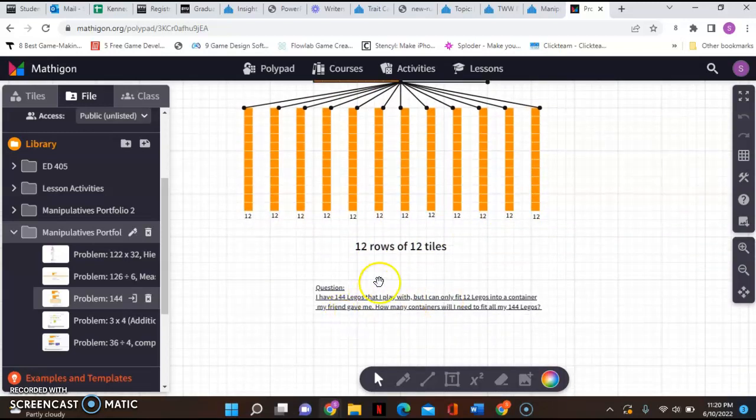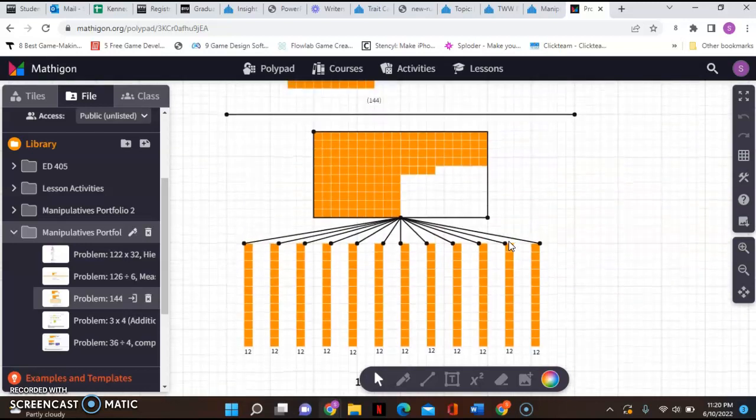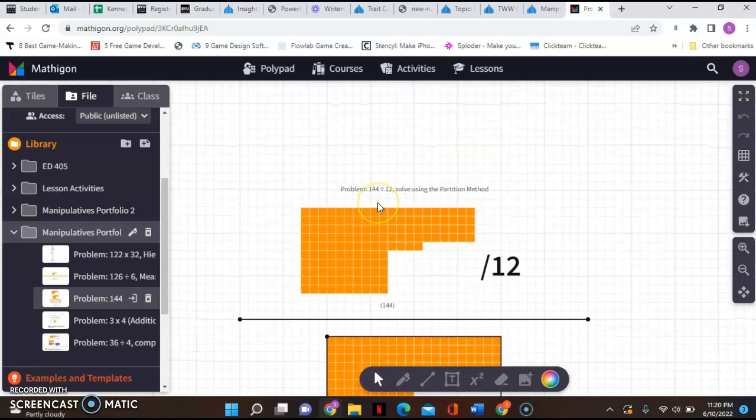And my question that I made here was, I have 144 Legos that I play with, but I can only fit 12 Legos into a container my friend gave me. How many containers will I need to fit all my 144 Legos? So that was the question that I had for this problem of 144 divided by 12 using the partition method.